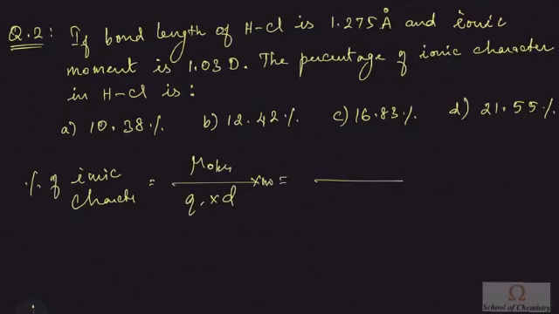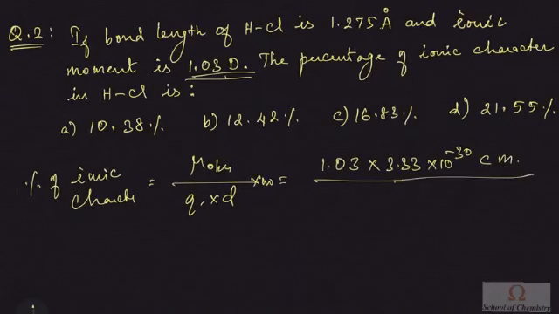Since the mu observed is given in terms of debye, we are going to convert it into coulomb meter. So 1.03 debye, I'm going to convert into coulomb meter. So I need to multiply with 3.33 into 10 to the power minus 30 coulomb meter. Right, this is the conversion factor. And since the numerator is in terms of coulomb, I need to choose the value of Q in terms of coulombs. That's why 1.602 into 10 to the power minus 19 coulombs, and D should be expressed in terms of meters.